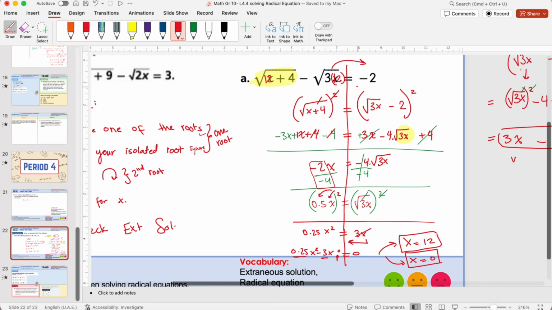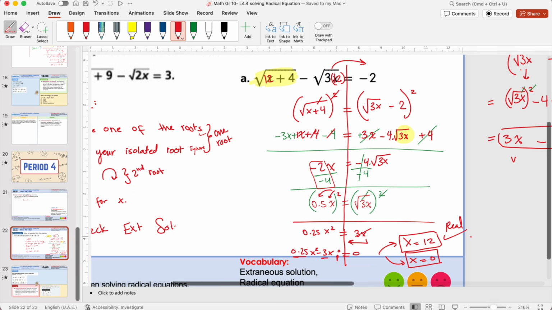Are they going to equal negative 2? So go to your calculator and do root of 12 plus 4 outside, minus another root of 3 times 12. Is it negative 2? Yes. So this is a real solution.